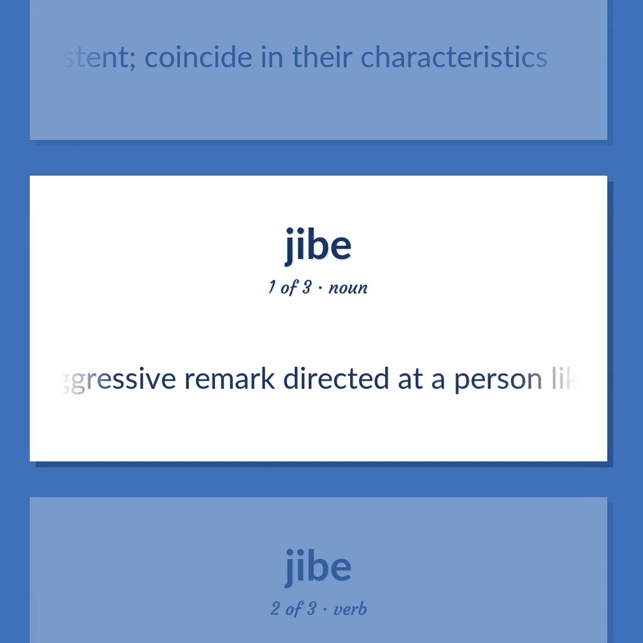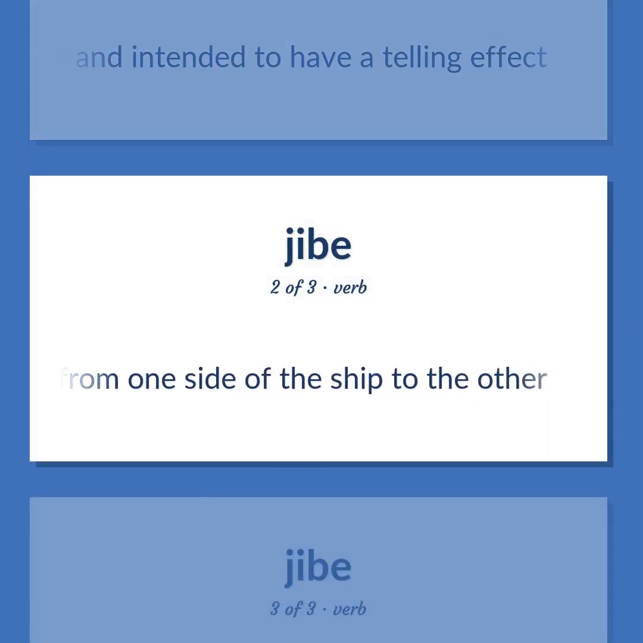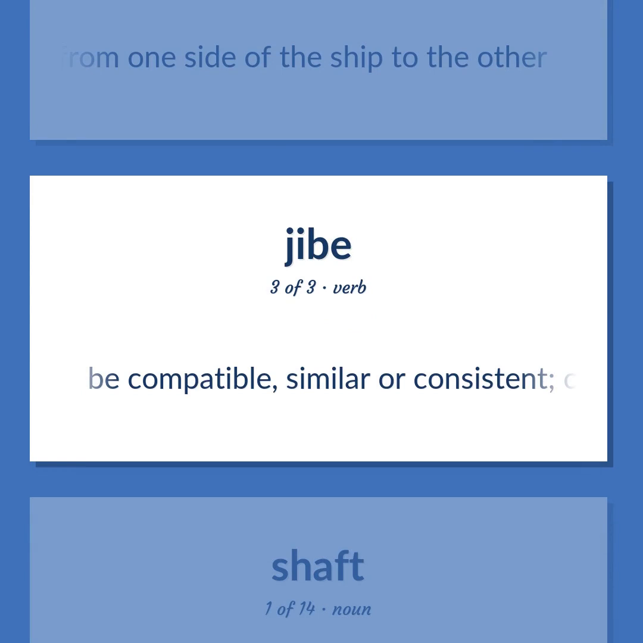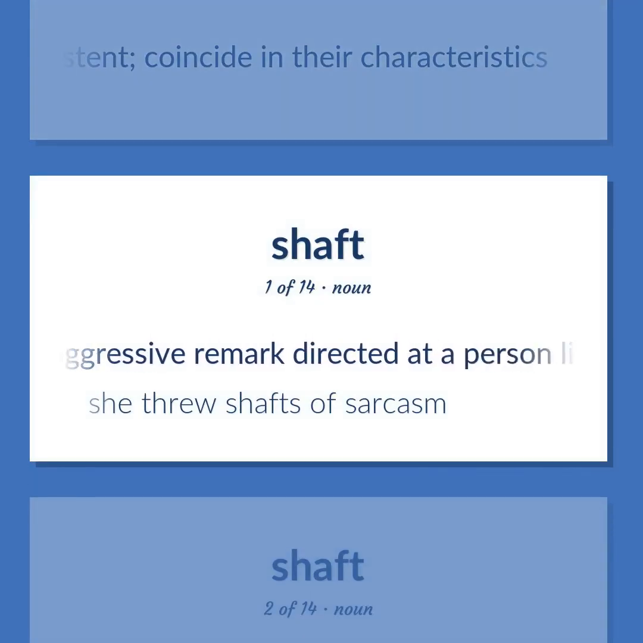An aggressive remark directed at a person like a missile and intended to have a telling effect. Shift from one side of the ship to the other. Be compatible, similar or consistent. Coincide in their characteristics. An aggressive remark directed at a person like a missile and intended to have a telling effect. She threw shafts of sarcasm.